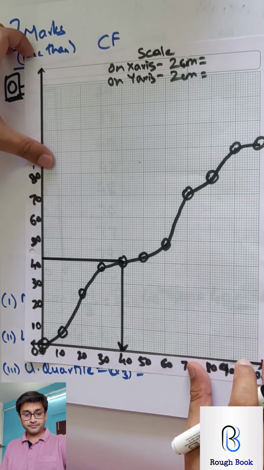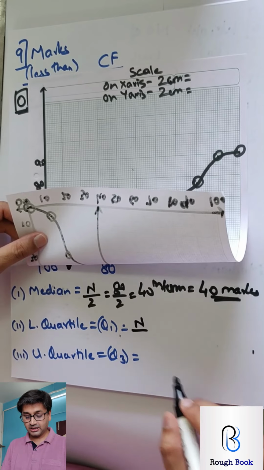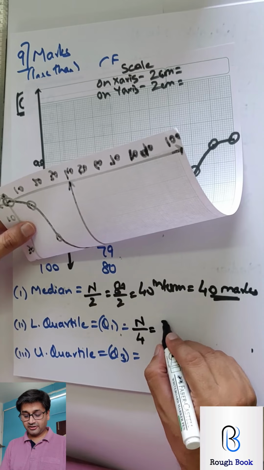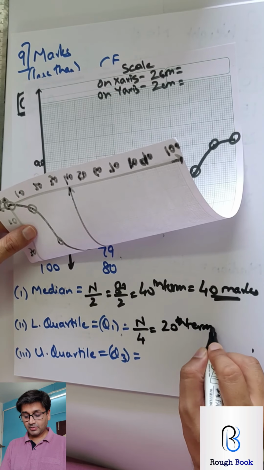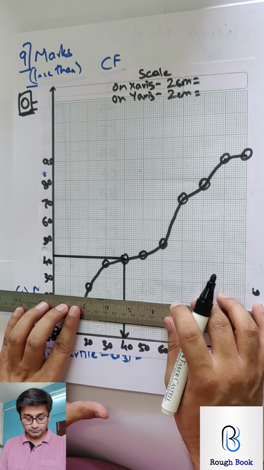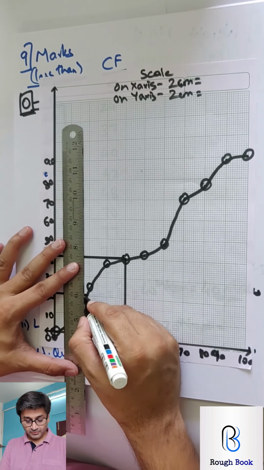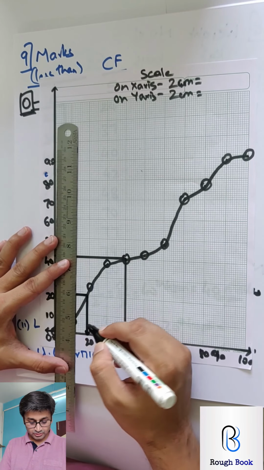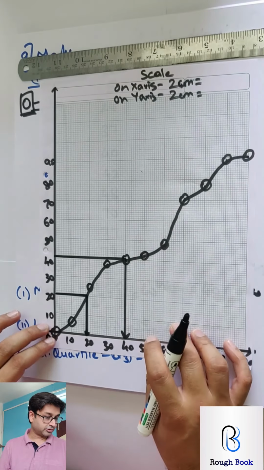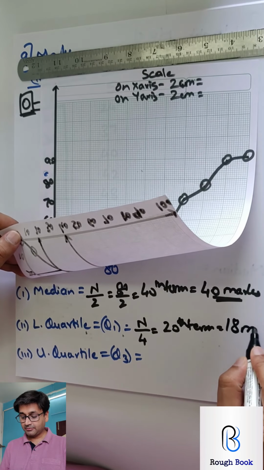Let's go with the next one. So the next one is going to be for lower quartile. So lower quartile is n by 4. So n by 4, 80 terms by 4 will be 20th term. So let's draw the 20th term now. So 20th term from here onto this one and dropping it down. So I think it is less than 20. So what will be an accurate answer? 24C, sum number 9. So accurate answer is 18. So 18 marks.